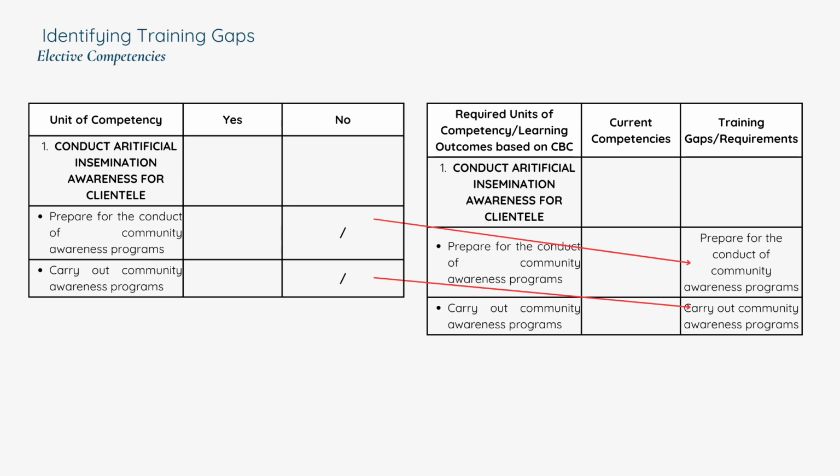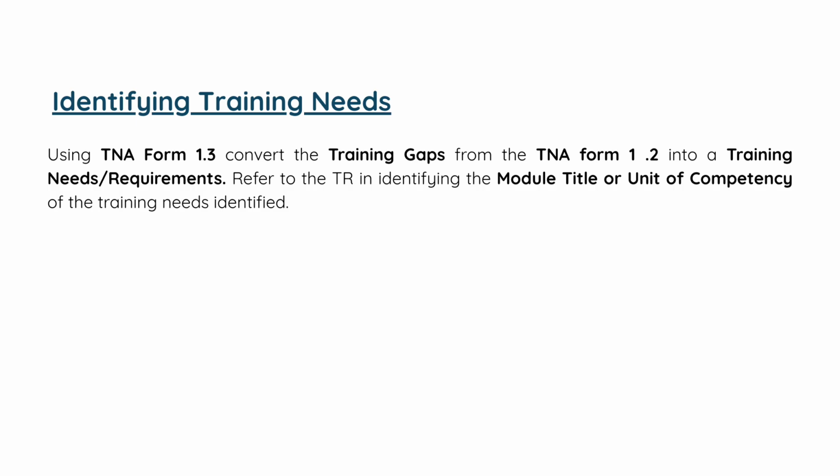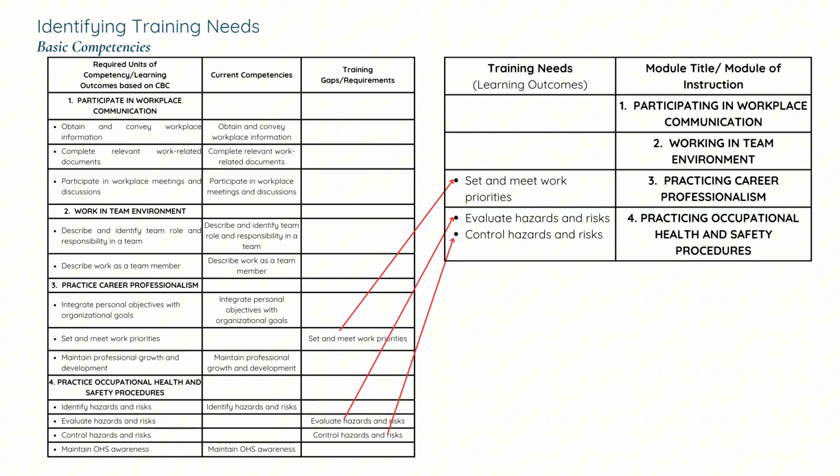So, after identifying the gaps, we move to Form 1.3 or the TNA Form 1.3, which converts these into training needs or requirements. This step ensures that the gaps become clear learning objectives. For example, for basic competencies, the training needs include practicing career professionalism by setting work priorities and maintaining growth, strengthening occupational health and safety, particularly in evaluating and controlling hazards.